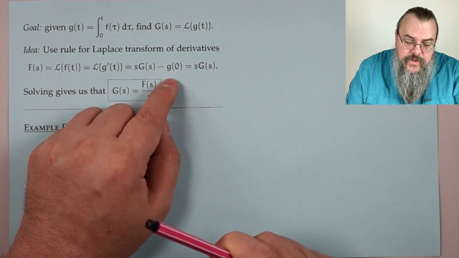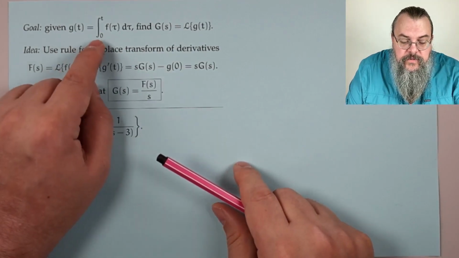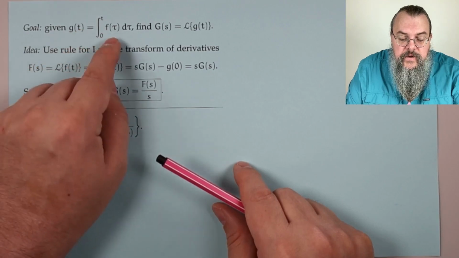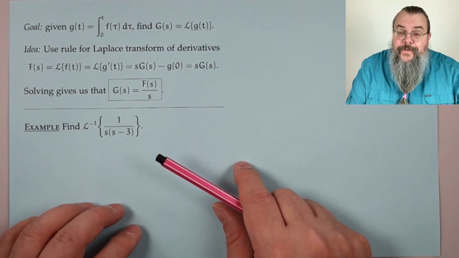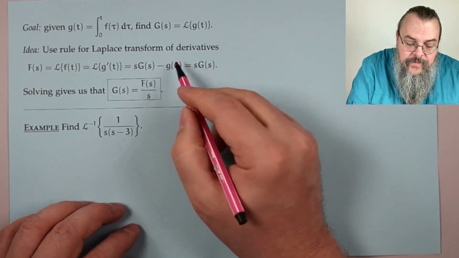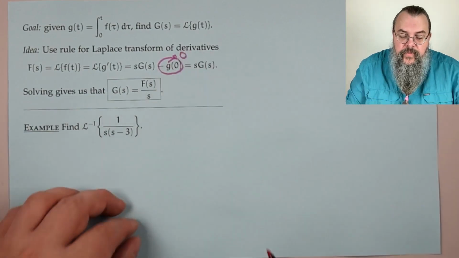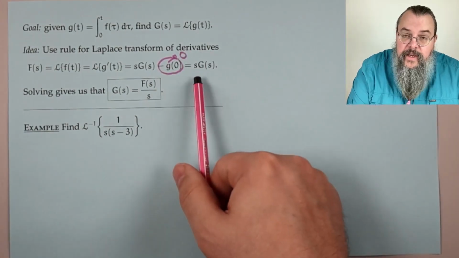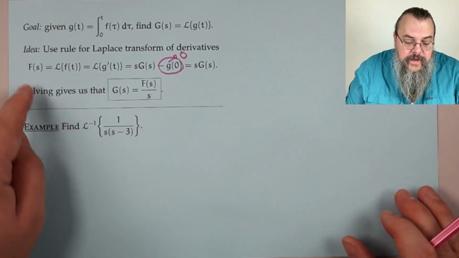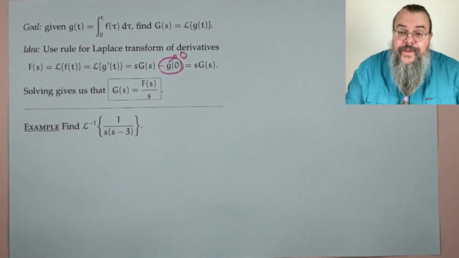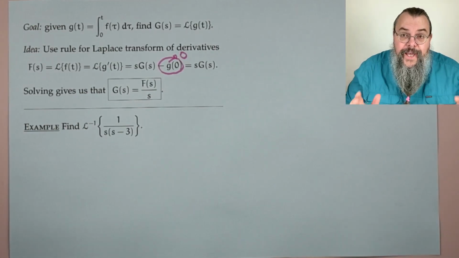Well, what can we say about g of 0? Come back up here. g of 0 is the integral from 0 to 0 of f of tau d tau. Well, 0 to 0, you don't go very far, and you don't do anything. So g of 0 is 0. So great, that's s G of s. And now, divide by s, and we get that G of s is F of s over s. And you're like, okay, wait, what?